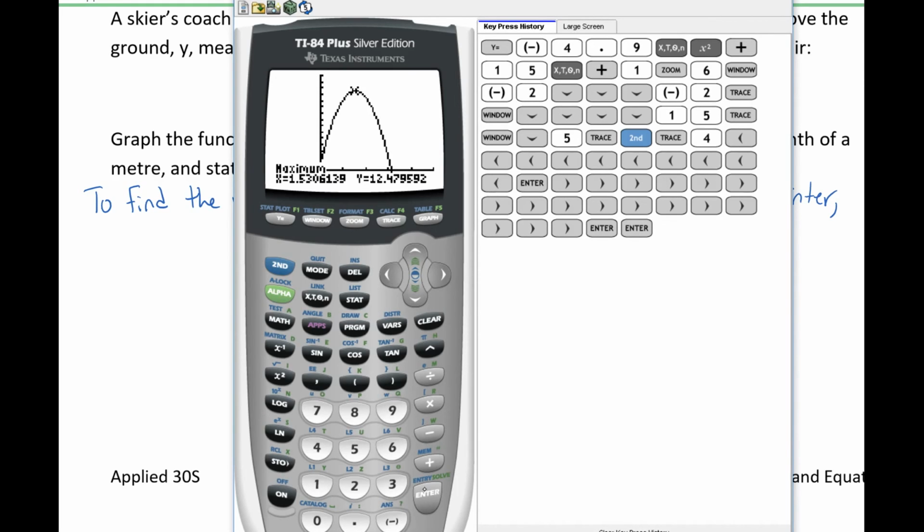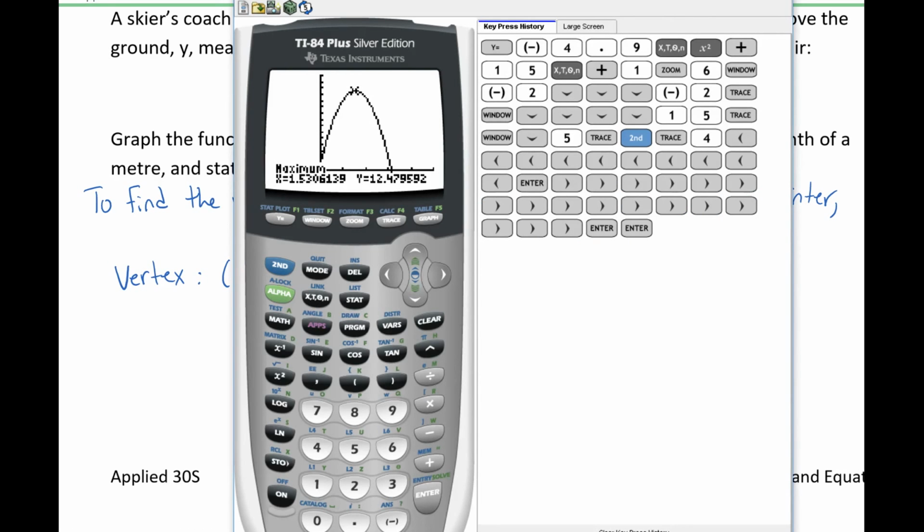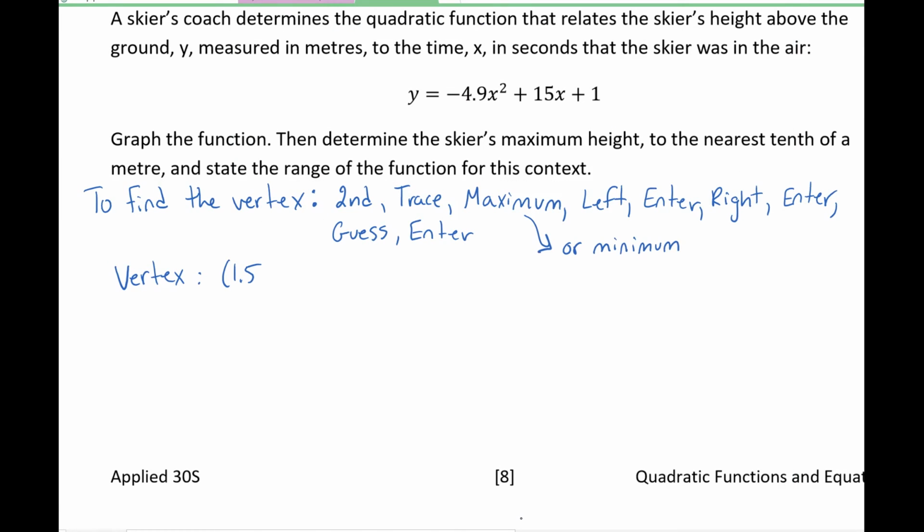And there you go. Now we've got lots of decimal places, which is fine. Just round to 1 or 2 decimal places. And we can write that down. So our x value is 1.53, our y value is 12.479, so that would be 12.48. I'm going to write that down, and then we're going to sketch the graph. 1.53 and 12.48.